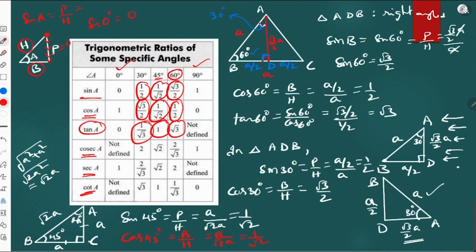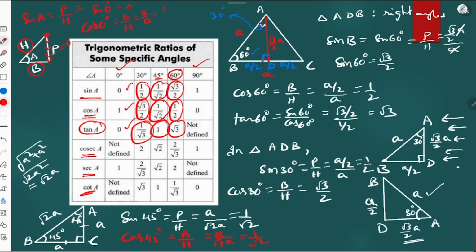And what about cos 0? Cos 0 means base by hypotenuse, and base and hypotenuse will become equal when A becomes 0. It will be B by B, which is 1. So it is 0 and 1. And sine theta by cos theta, tan theta, that is 0.